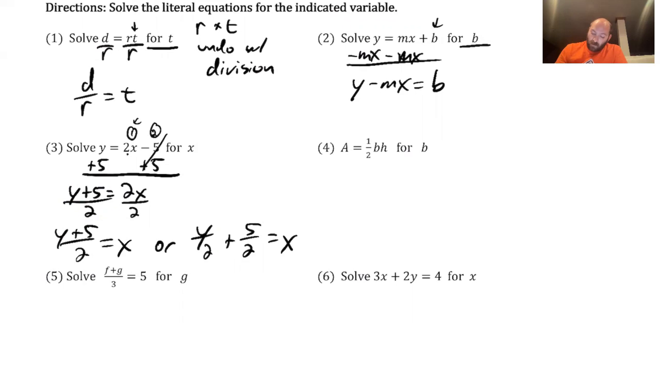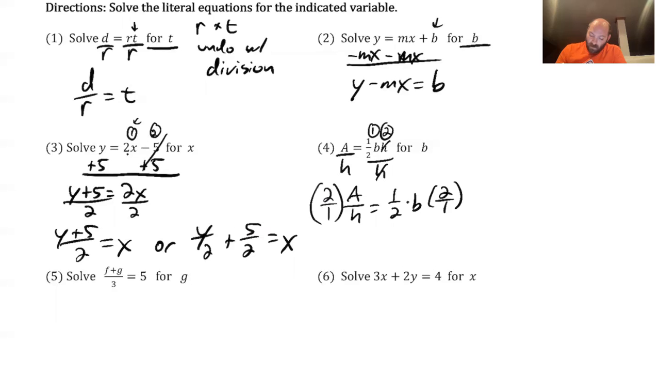Over here for B, I'm actually going to treat this as a two-step process. My two steps are going to be multiplying by 1/2 and h. It doesn't really matter which one I get rid of first, but I'm going to start with h. So I divide both sides by h. That will cancel that out. So that's equal to 1/2 b. To get rid of the 1/2, I'm going to multiply by its reciprocal. And I'm going to clean up the left side a little bit. So that's going to actually be 2 times a over h equals b.